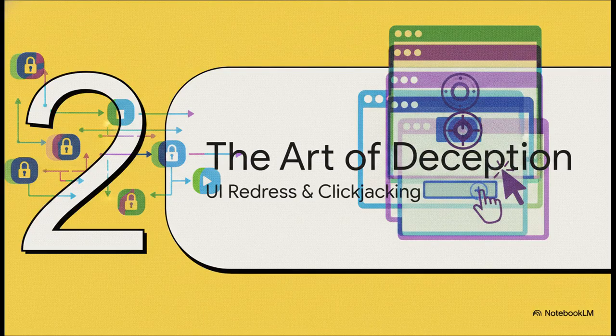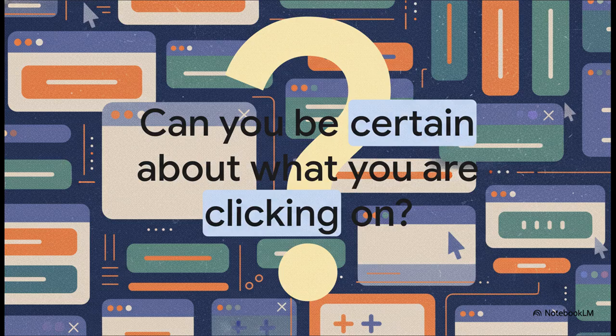Naturally, as developers got wise to CSRF, they built defenses, like secret tokens on every page. But security is a cat-and-mouse game, and attackers evolved. This next type of attack, called UI redress, or more famously clickjacking, gets around those defenses by tricking your eyes and hijacking your literal mouse clicks. Before I show you how it works, just think about this for a second. When you click a button on a website, how do you really know what you're interacting with? Clickjacking is all about exploiting that little gap between what you think you see and what's actually there.